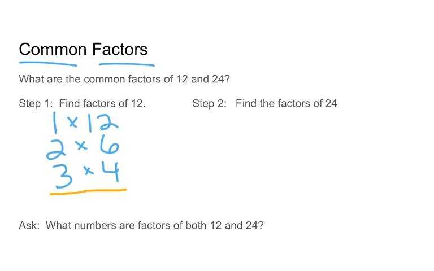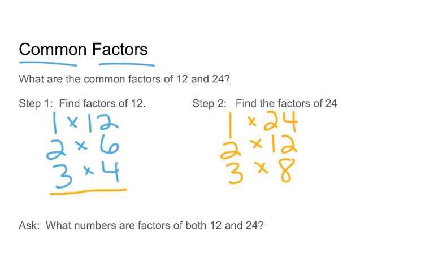Let's look at that for the factors of 24. Again, we're going to begin with 1 times 24. Then on a calculator, I'll take 24 and divide it by 2. Well, yes, that gives me a whole number, 12. So 2 and 12 are factors of 24. Then I can try the number 3. 24 divided by 3 is 8. So 3 and 8 are also factors of 24.